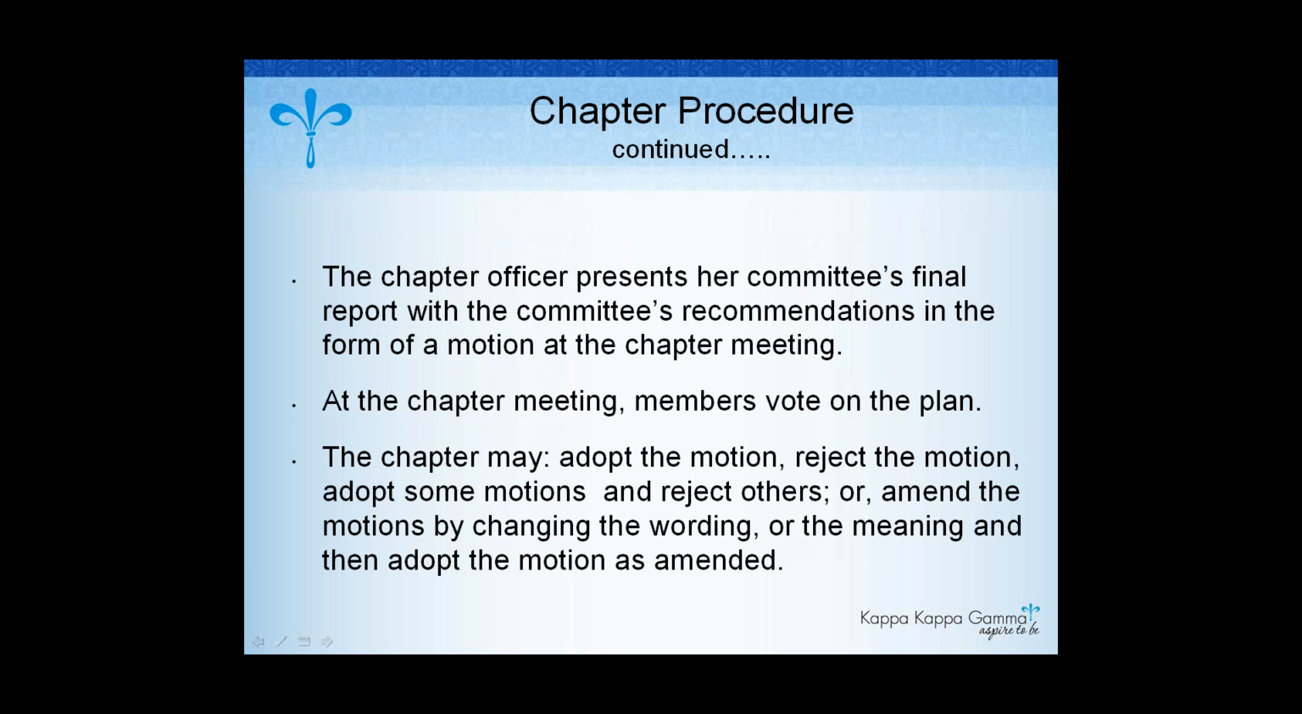And the chapter members can either adopt the motion, reject the motion, or adopt some of the motion and reject other parts, so you can amend it by changing the words. Say the main motion was to have 2 philanthropies this semester. You could change it to saying that I would like to have 1 philanthropy this semester and 1 philanthropy next semester. So in some ways you are adopting the motion with some amendments to it.